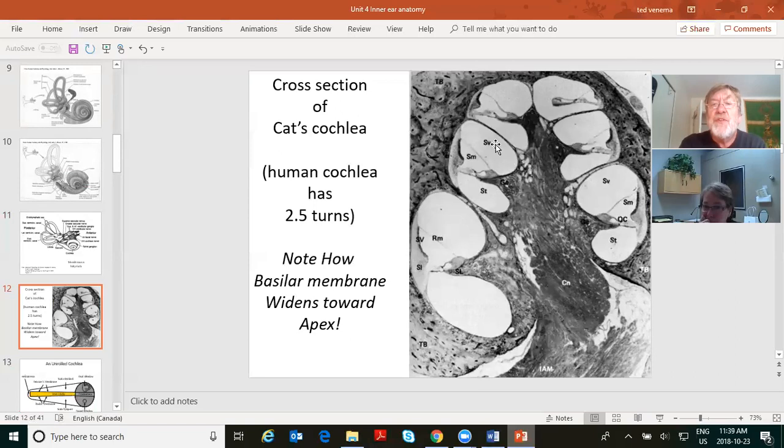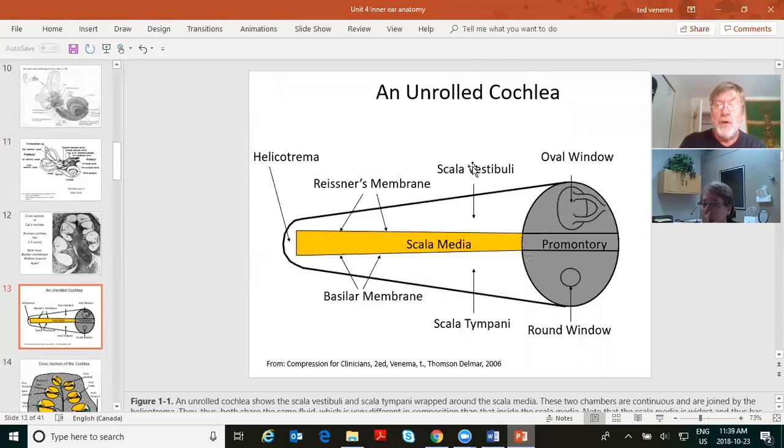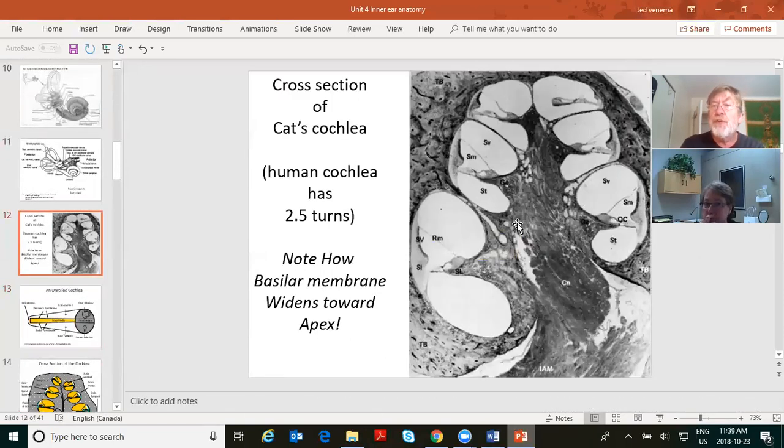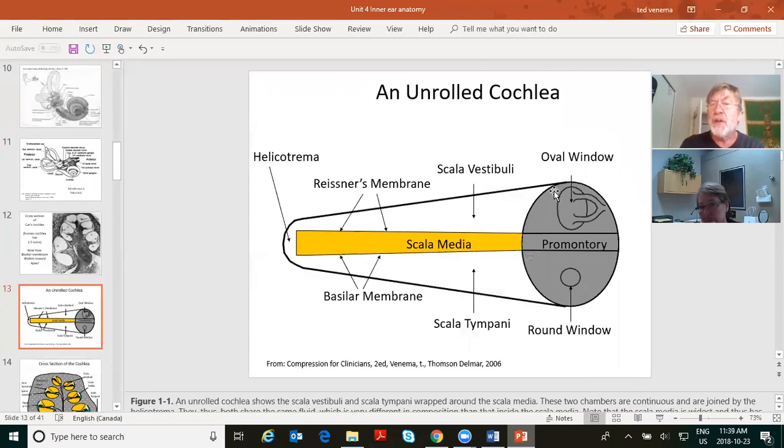So you have scala vestibuli, scala media, scala tympani. Okay, again, bony labyrinth, scala tympani, bony labyrinth, scala vestibuli, membranous labyrinth, scala media. And the whole middle coil, this whole darkened area here, is the modiolus. The modiolus, the bony core of the cochlea.